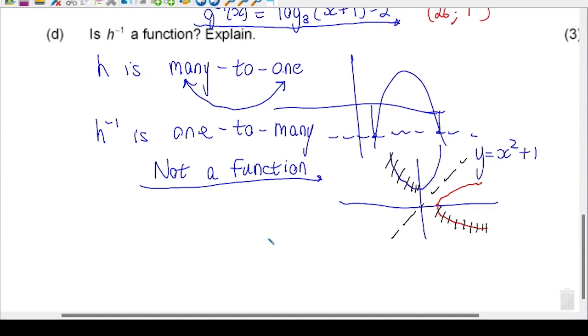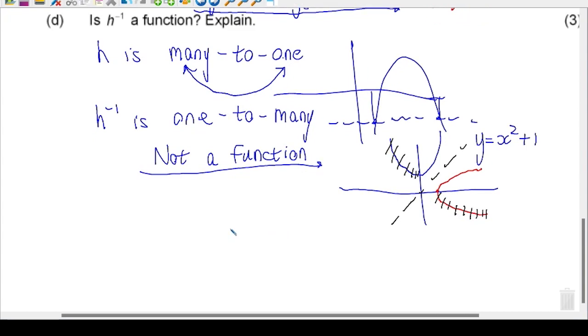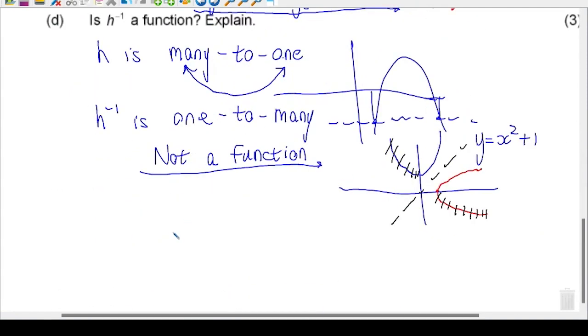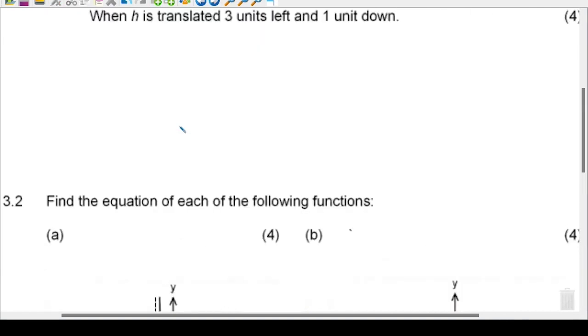The only one you need to be able to do this for is a parabola. Your other functions, for example, your exponential, your hyperbola, your log graph, those are all one-to-one functions. So with one-to-one, the inverse will also be a function.